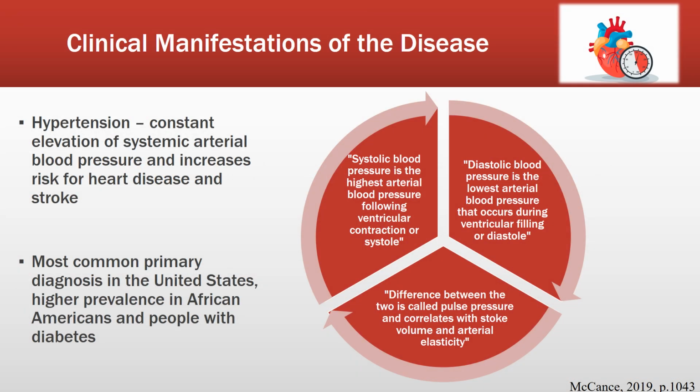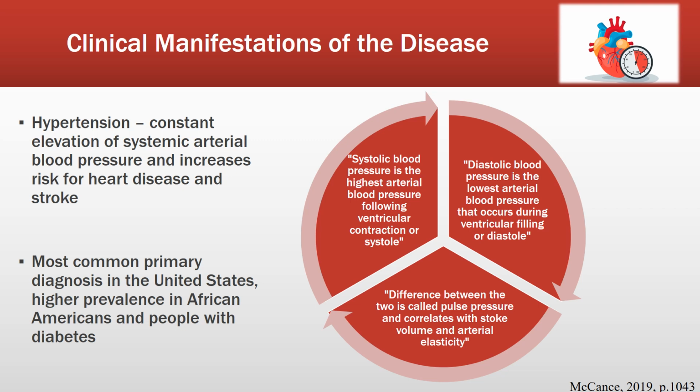Clinical manifestations of the disease. Hypertension is a complex disorder defined as a constant elevation of systemic arterial blood pressure, which increases the risk for heart disease and stroke. Hypertension is the most common primary diagnosis in the United States and has a higher prevalence in African Americans and people with diabetes.